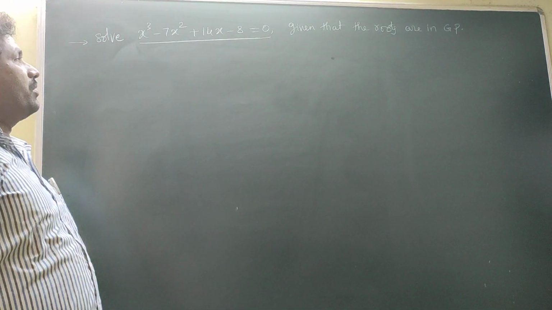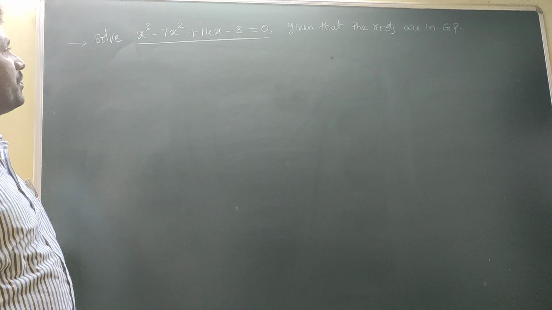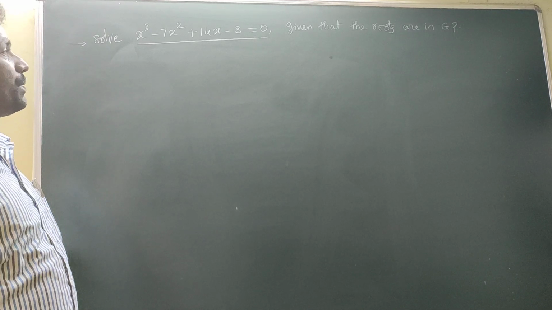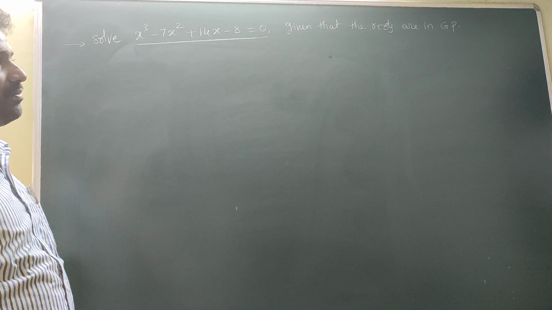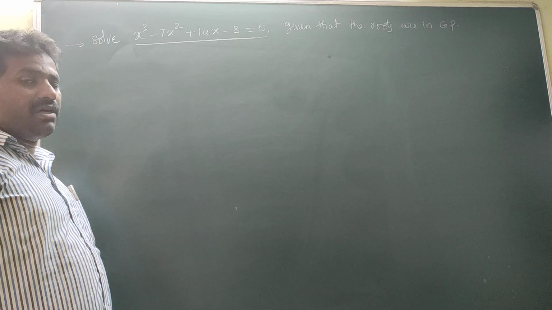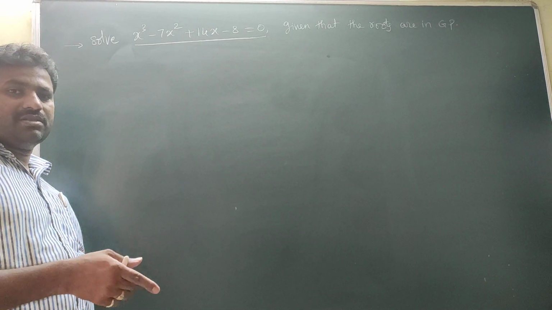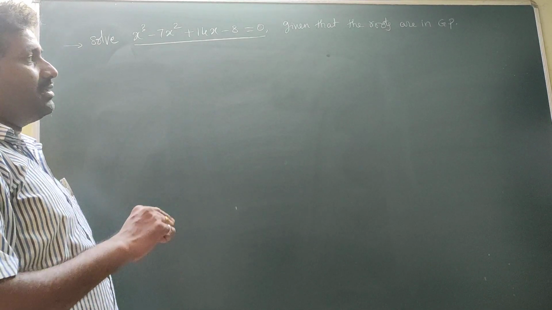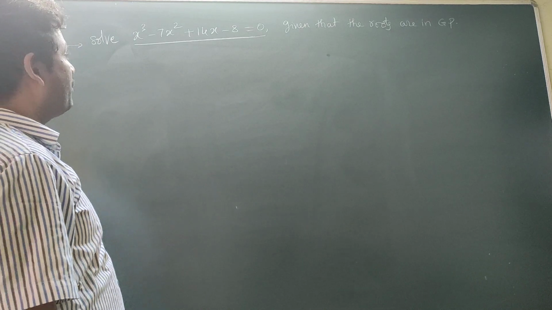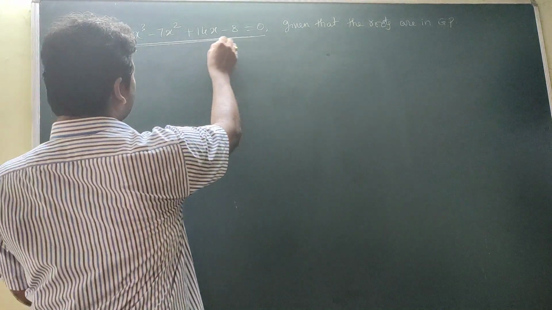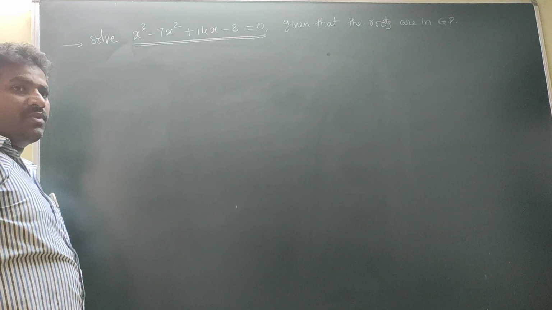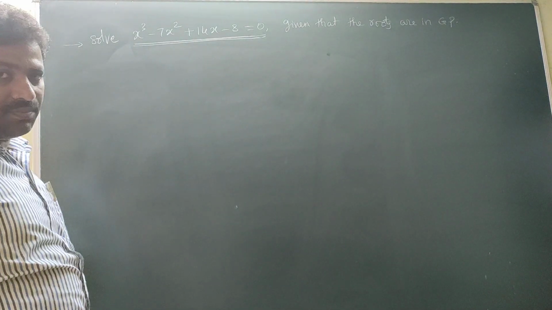Right. See this problem. Solve the equation x cube minus 7x square plus 14x minus 8 equal to 0, given that the roots are in GP. In the previous problem they asked the roots are in AP. Here they are asking the roots are in GP. So this is the cubic equation, so there are 3 roots. Those 3 roots are in GP.